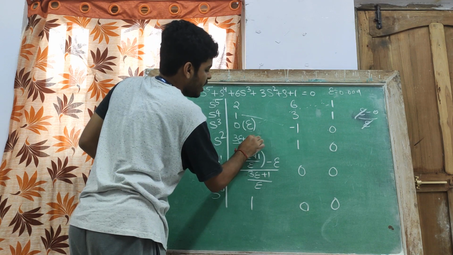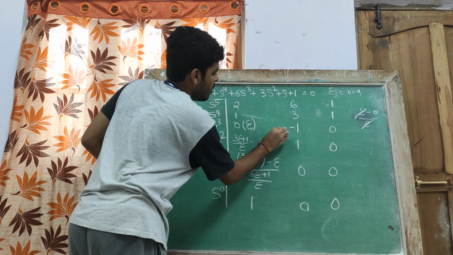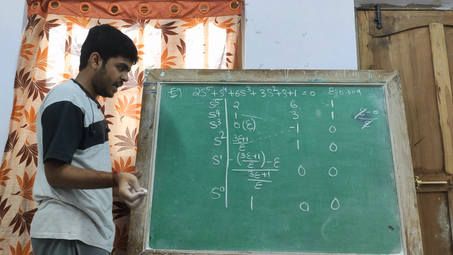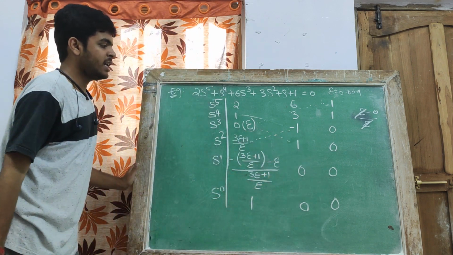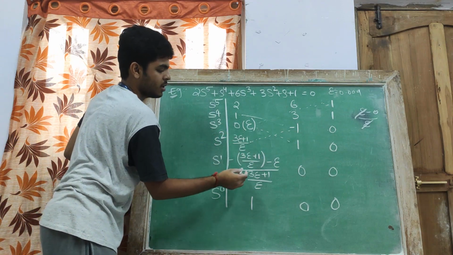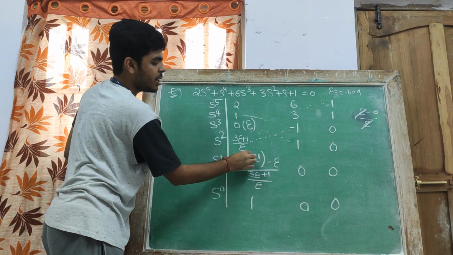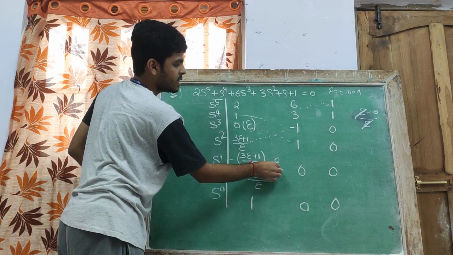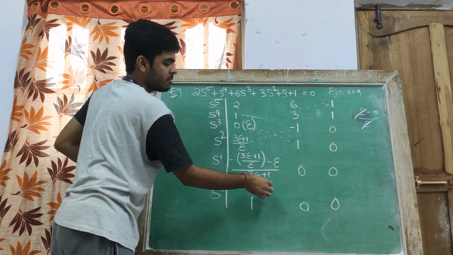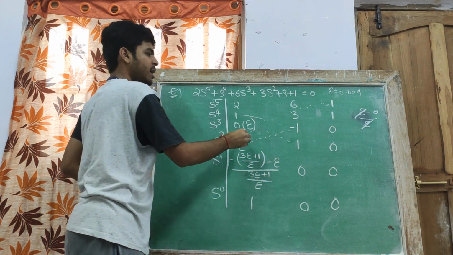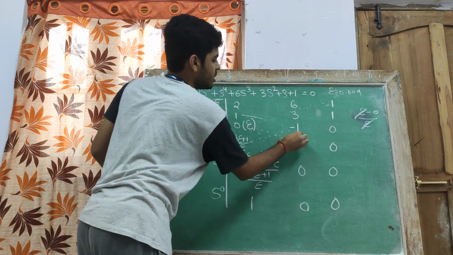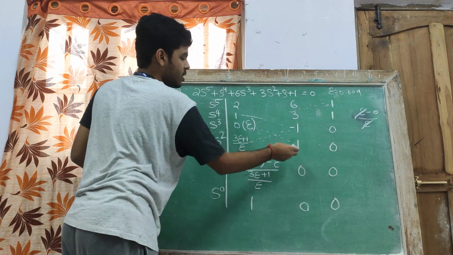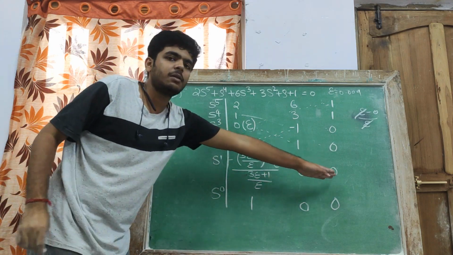So 3 epsilon plus 1 into minus 1, minus epsilon into 1, divided by these 3 epsilon plus 1. So I will be getting minus of 3 epsilon plus 1 by epsilon minus epsilon by 3 epsilon plus 1 by epsilon. Now again, multiplying these with this, these into 0 is 0, these into 0 is 0, epsilon into 0 is 0, so it will be 0 and it will be 0.